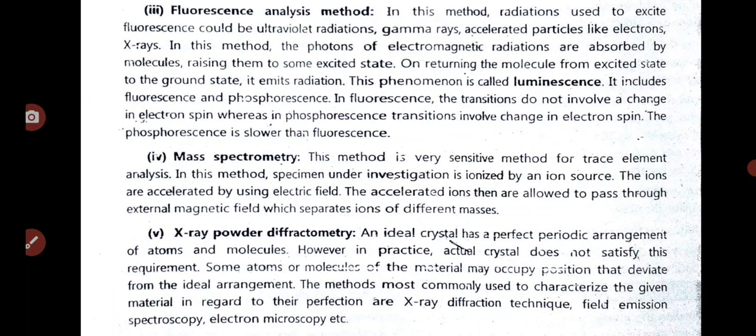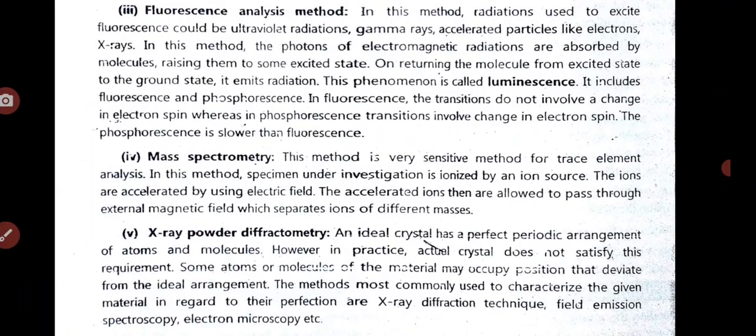The next method is the fluorescence analysis method. In this method, the radiation used to excite the fluorescence is ultraviolet radiation, gamma rays, or accelerated particles like electrons.